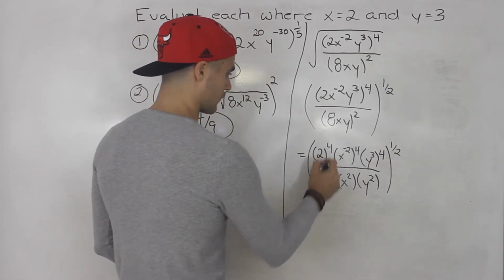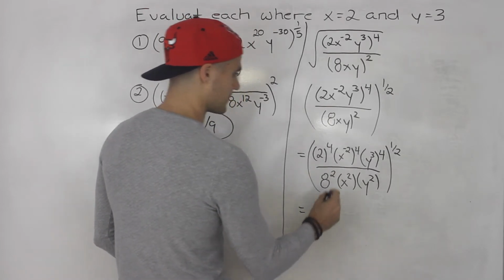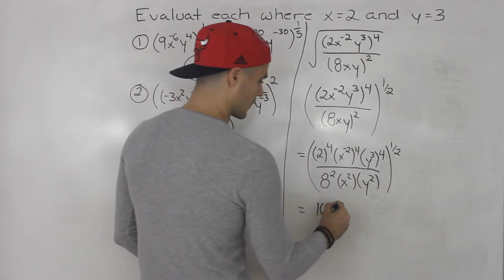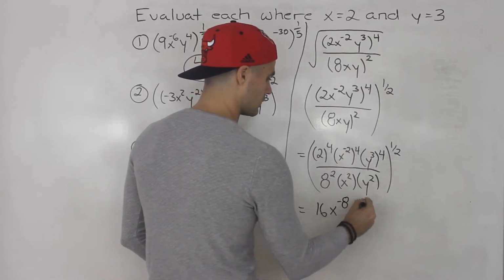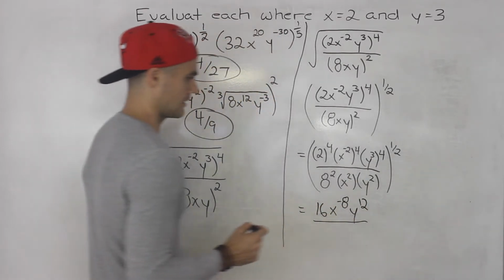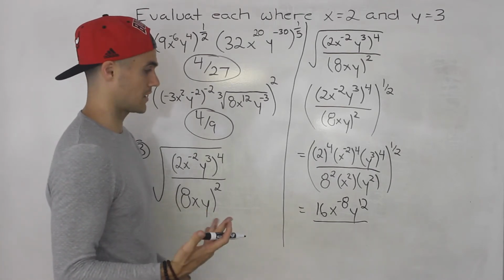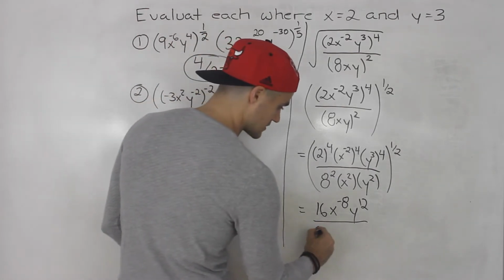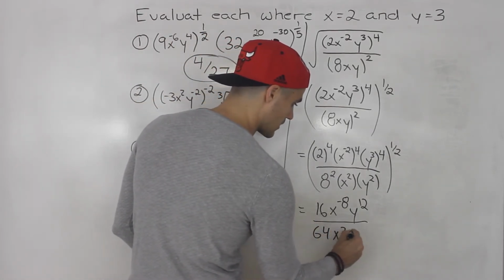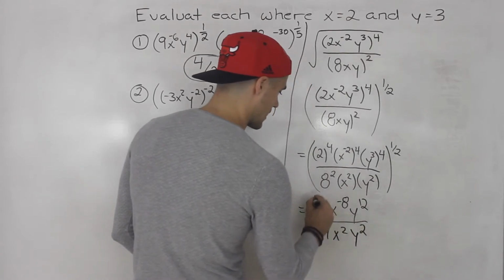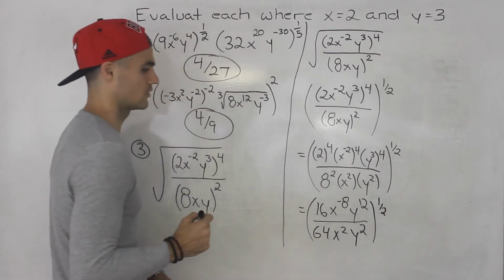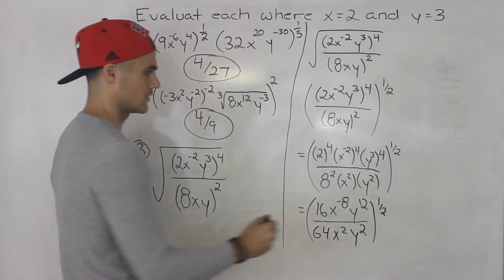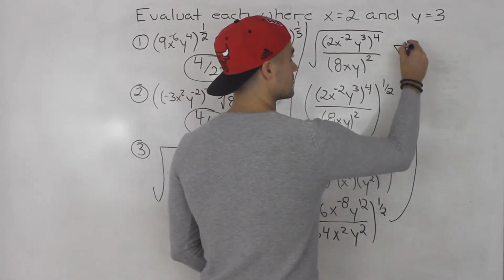Now, 2 to the power of 4, that's 16. Negative 2 times 4 gives us negative 8. This would be y to the 12. And then simplify the denominator. So 8 to the power 2, that's 64. This would be x squared. This would be y squared. This is still going to be all to the power of 1 over 2. So let's actually continue this up here.